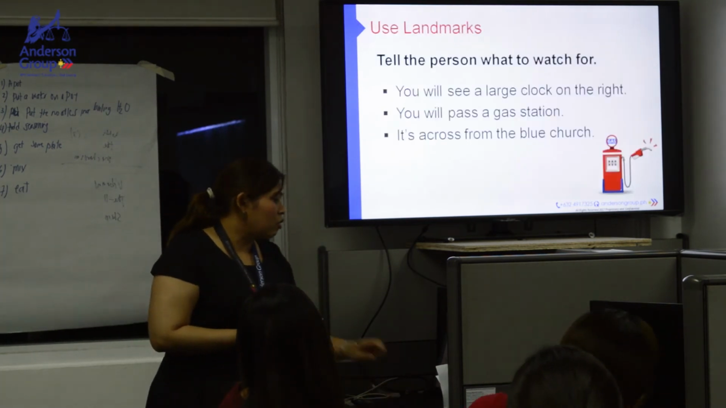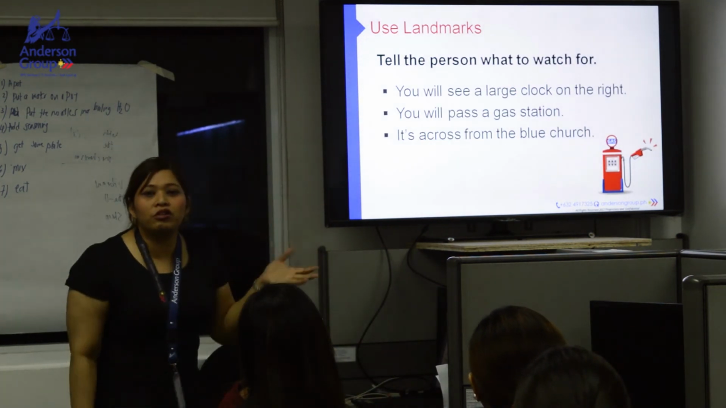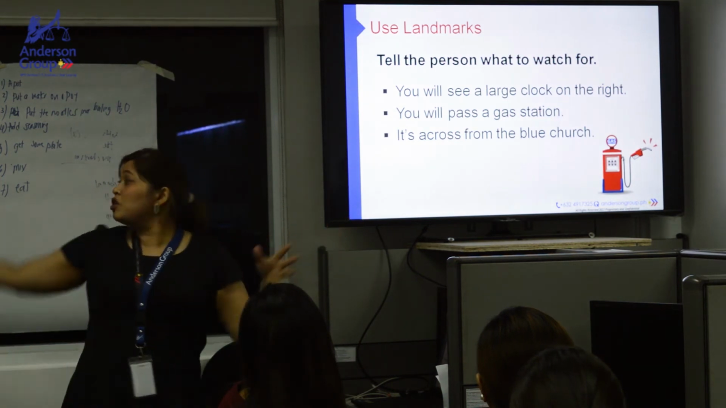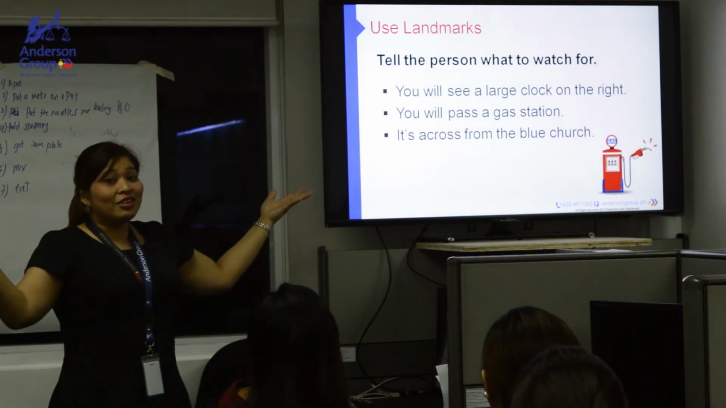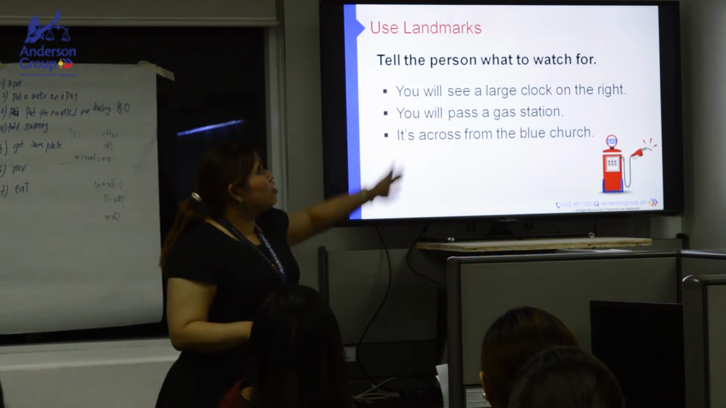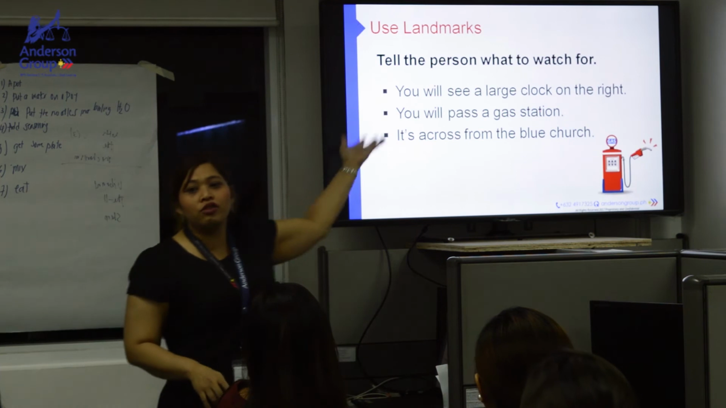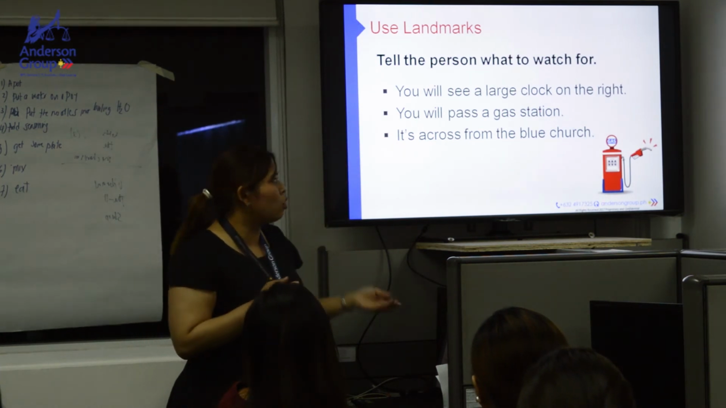Okay. So, use landmarks. When you tell a person, you can easily recall landmarks. When you came here, what's the first landmark that you recall? Robinson's. Robinson's Forum. So there, you can say you'll see a large clock on the right. You'll pass a gas station. It's across from the Blue Church. All right, so give precise instructions on what to do.